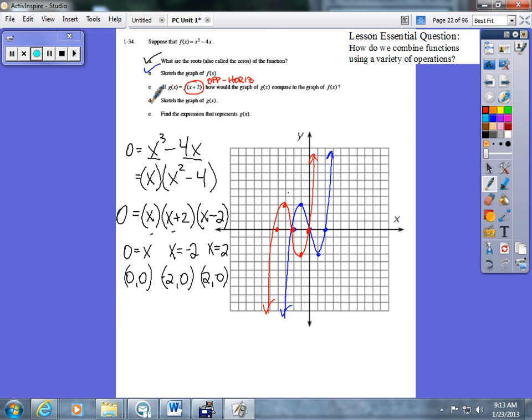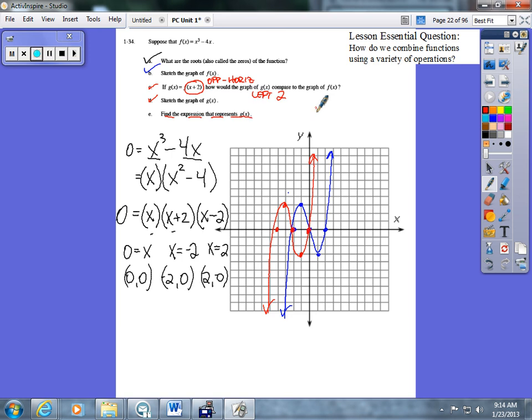Sketch the graph of g of x. We did that. Sorry, this was left 2. Now, find an expression that represents g of x. So I'm going to take f of x, and I'm going to plug x plus 2 in place of the x's. This is function composition as an application in a graphing problem.